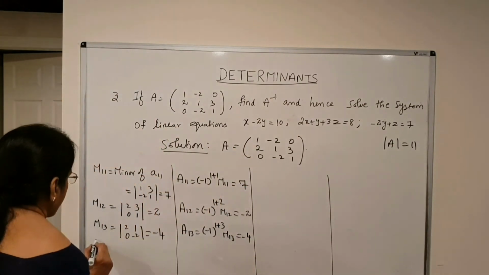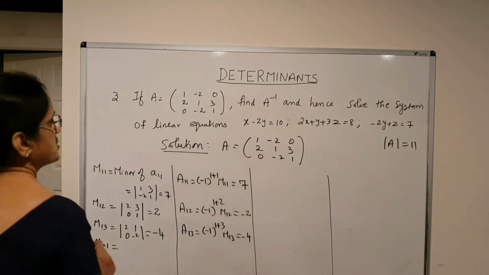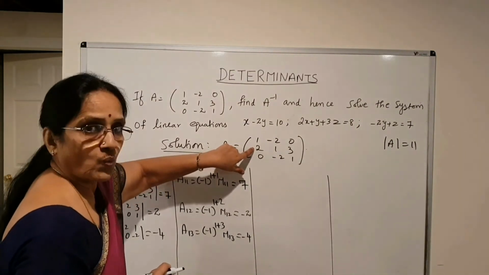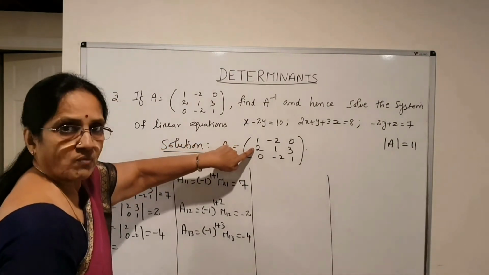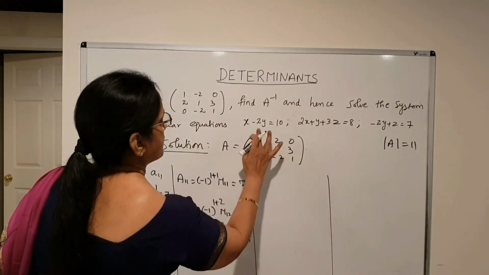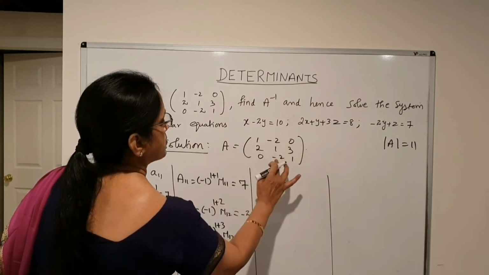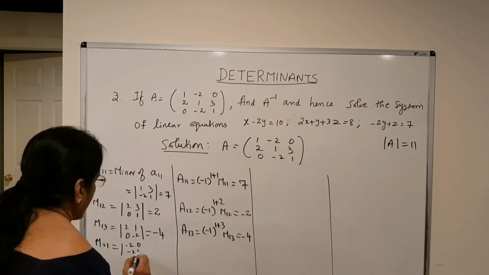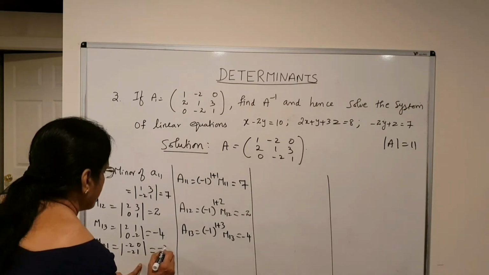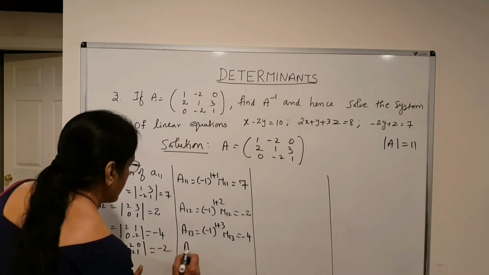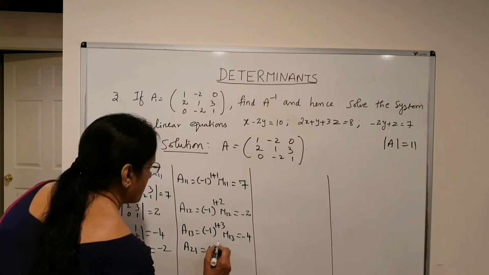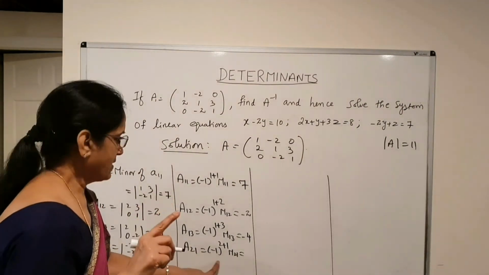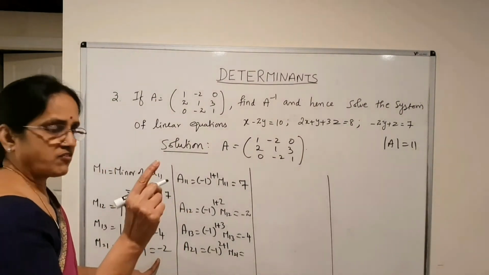Coming to second row, M21, that is the minor of the element A21, which is nothing but 2 over here. So leaving the second row and first column, I am left with minus 2, 0, minus 2, 1. This will be minus 2. Now the corresponding cofactor will be A21, which is minus 1 to the power 2 plus 1 into M21. Here I will be getting minus 1 and M21 is minus 2, so minus of minus 2 is plus 2.